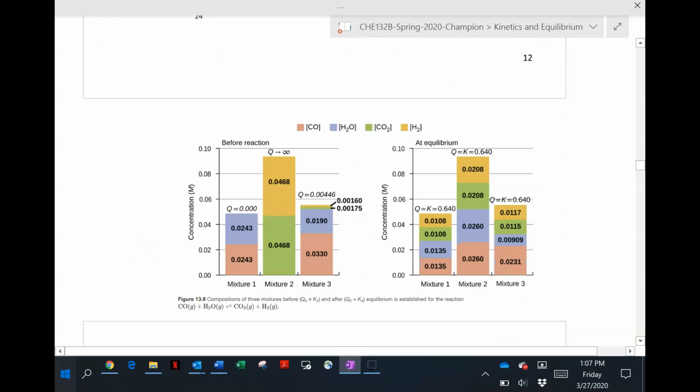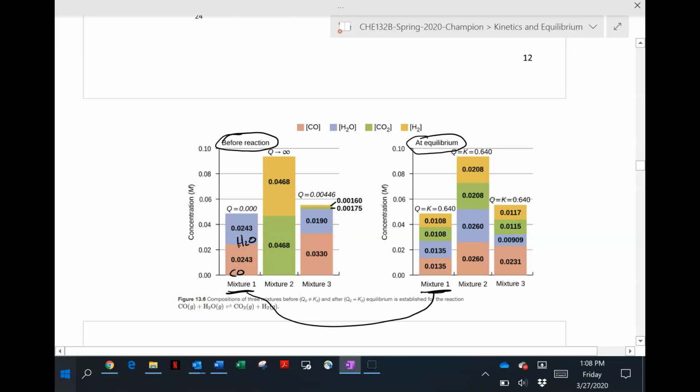So these graphs here, this is the color version of this graph that talks about how we start with this, and you got to follow that. So basically, mixture 1 here goes to mixture 1 there. This is at equilibrium. This is before the reaction starts. And you got to follow your colors here. This is CO, this is H2O here.